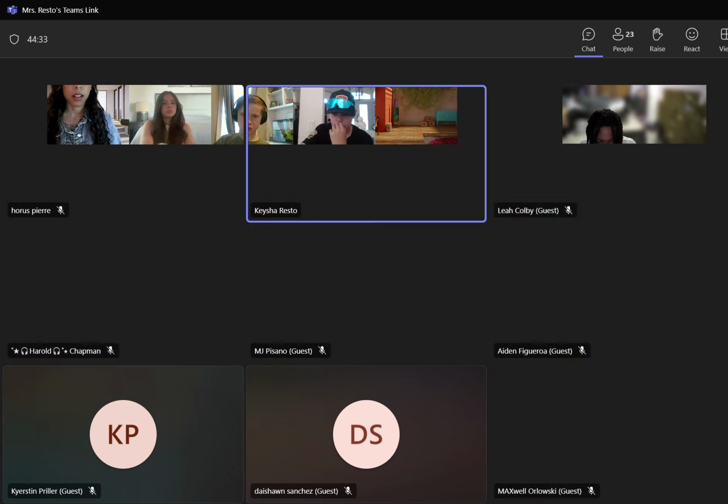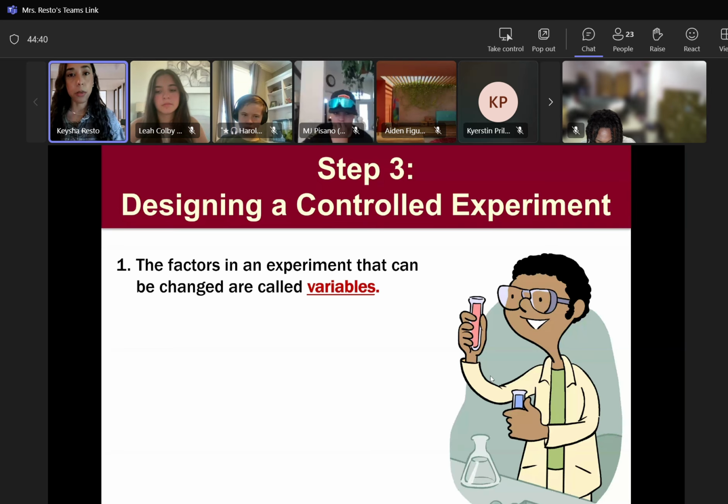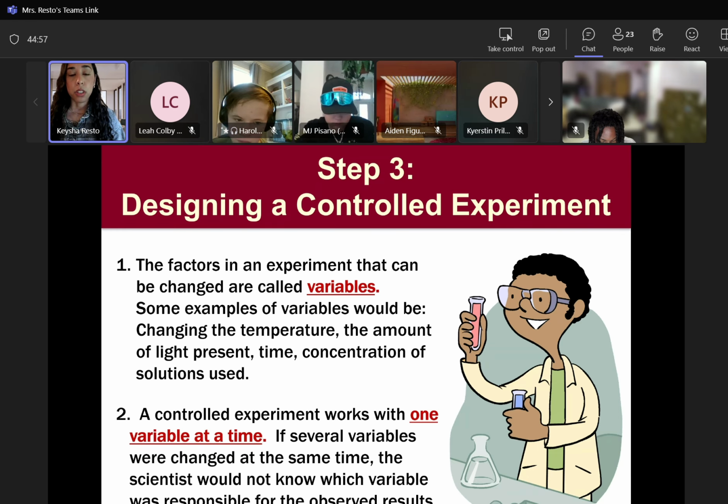Now we're gonna move on to variables before we go into VR. And I know some people were confused yesterday and on Monday. So the factors that can be changed are always called variables. So in your assignment, if I say variables, that's what I'm talking about. You're gonna have independent, dependent variables, and control variables. Control means those that remain the same throughout the entire experiment.